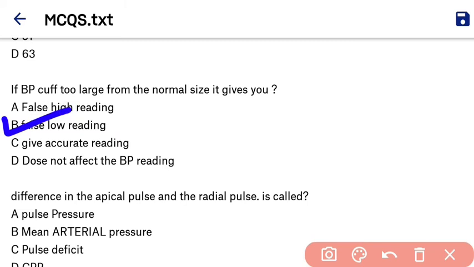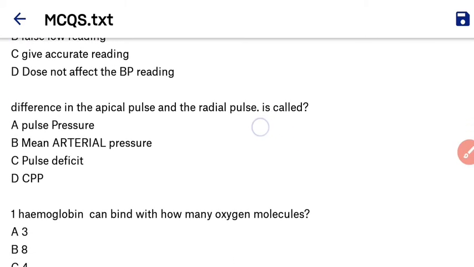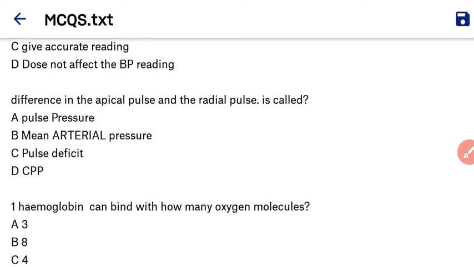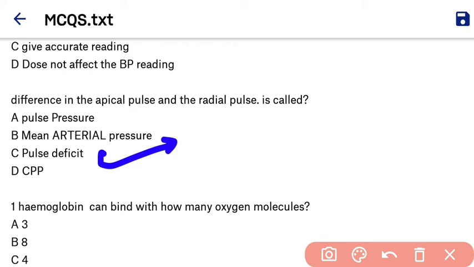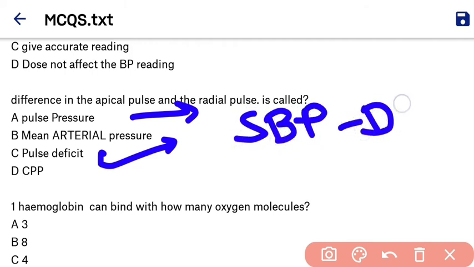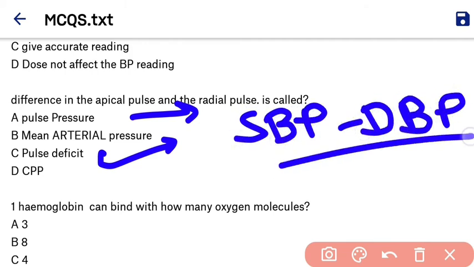Next, the difference between the apical pulse and the radial pulse is called pulse deficit. Okay, the difference between the apical and radial pulse is called pulse deficit. And the difference between the systolic blood pressure and the diastolic blood pressure is called pulse pressure.